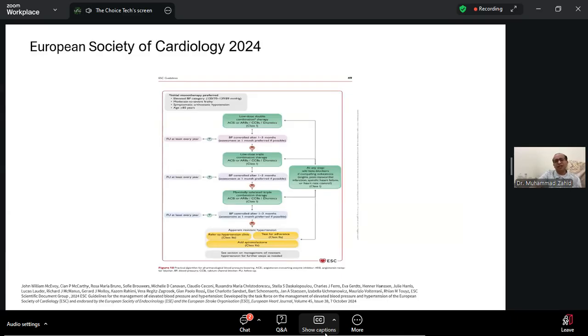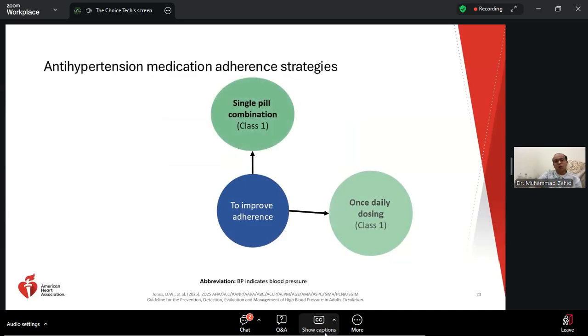Pretty much the same by the European Society of Cardiology as well. They also emphasize almost the same, that we need to start the medications in a single pill. If the blood pressure is persistently above 140/90, we need to give them a single tablet with double antihypertensives. And if the blood pressure remains uncontrolled, we need to move up the ladder with triple therapy. I just want to emphasize once more that physician inertia is also a big factor in why we are unable to control the blood pressure.